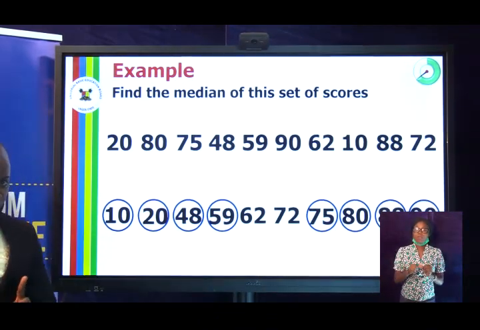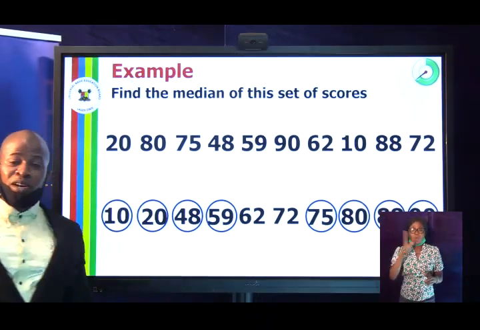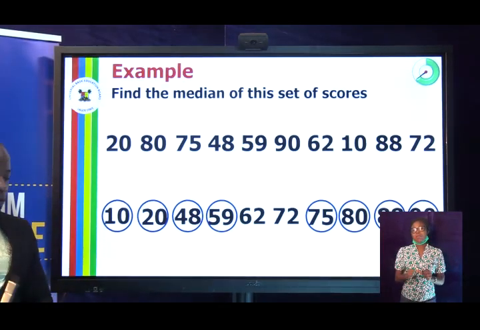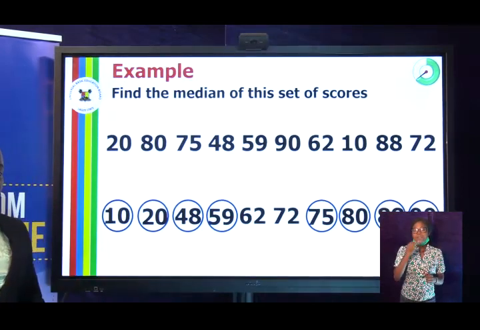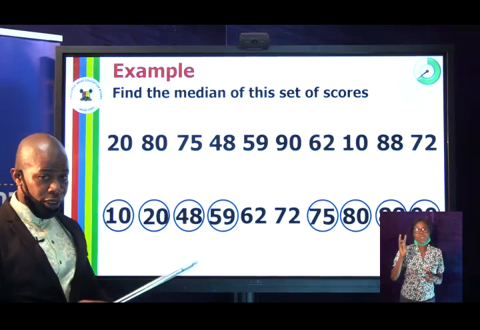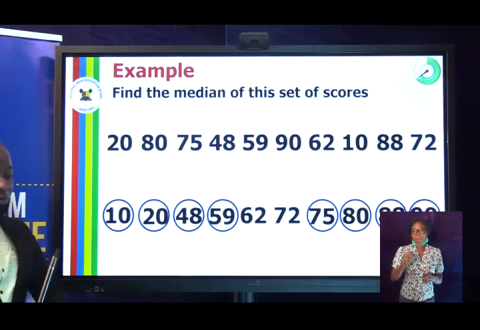Then I need to take a pause here. Because now if I circle one from here and one from here, there will be no number left. I will have no median. So I need to take a pause. I can't circle these numbers. So which one of them is the median? Is it 62? Is it 72? So neither of them is the median actually.